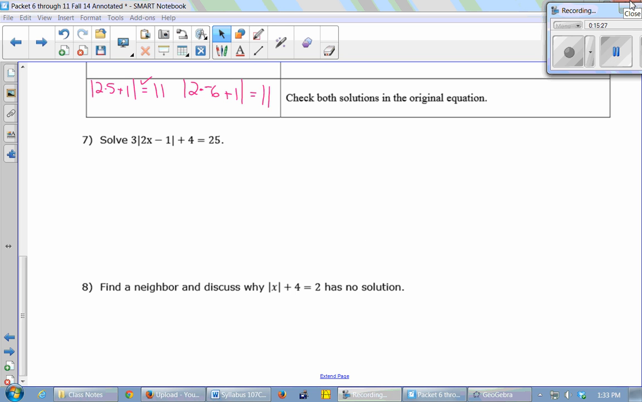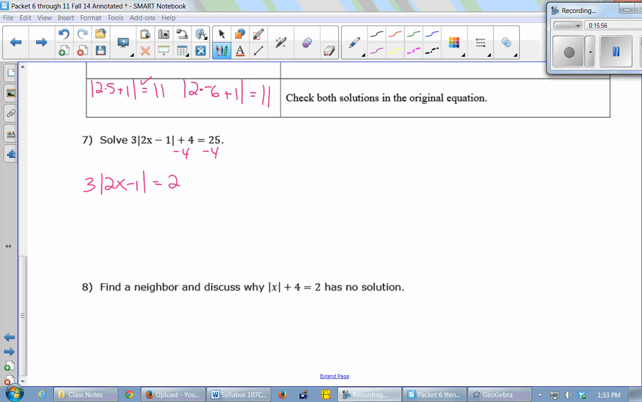All right, let's do one more together. If I want to solve 3 times the absolute value of 2x minus 1 plus 4 equals 25, I know how to solve the absolute value of some stuff equals a number. So let's make it look like that, right? We'll dump the water on the floor. Isolate the absolute value. So I'm going to move the 4 over, and I get 3 absolute value 2x minus 1 equals 21. Divide by 3, so I have the absolute value of 2x minus 1 equals 7.